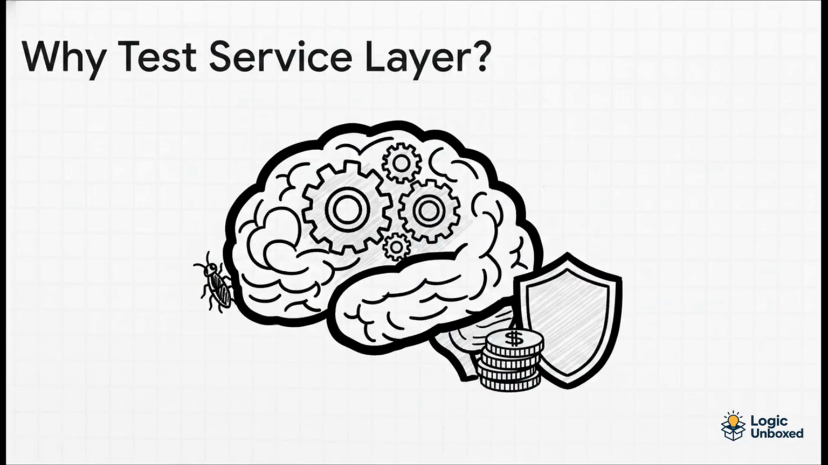It's actually pretty simple when you think about it. The service layer, it's the brain of your whole application. It's where all the important business rules and calculations live. And because all that complex logic is there, guess what? That's where the nastiest, most expensive bugs love to hide. So making sure this part is rock solid, that's not just a nice to have. It's absolutely critical for the business.